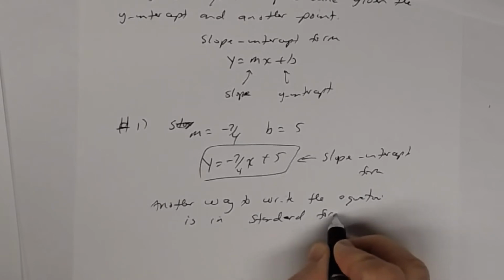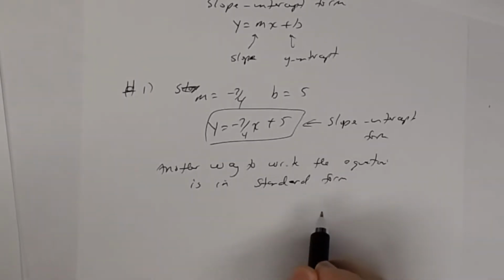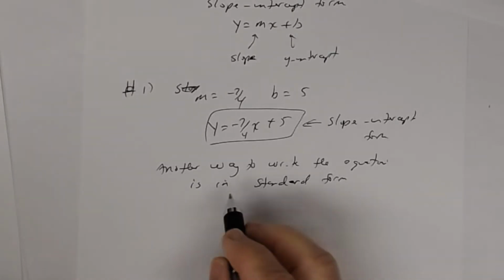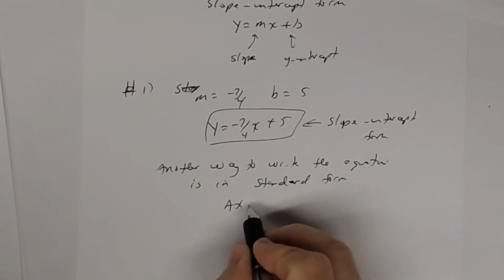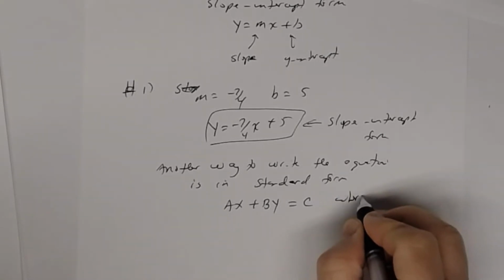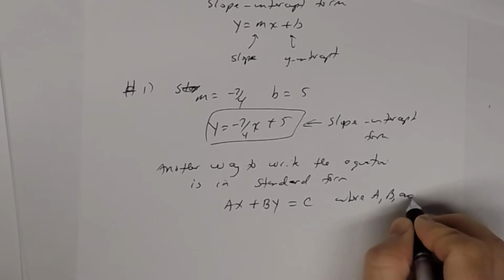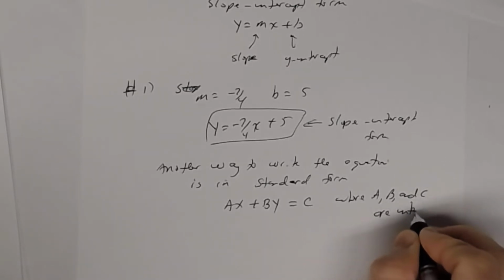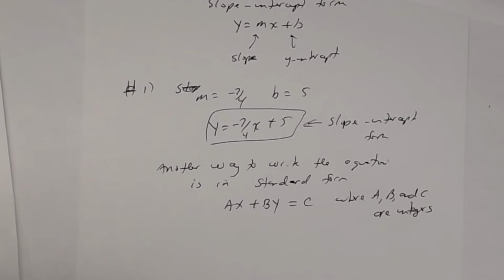Okay? Standard form. All right, now listen carefully. So standard form looks like this. It's ax plus by equals c, where a, b, and c are integers. So you're going to put all the variables on one side and your constant on the other. That's standard form. Bring all the variables on one side, constants on the other, and you want the coefficients of x and y to be integers, and you want your constant to be an integer.